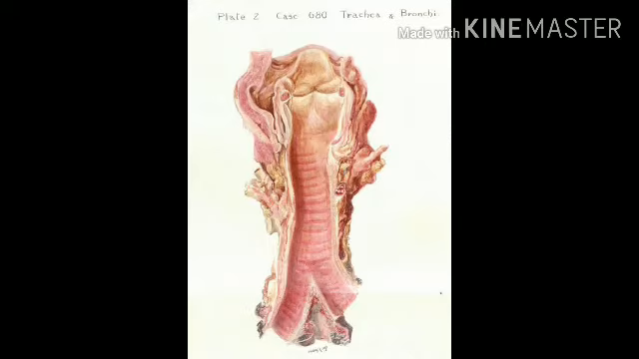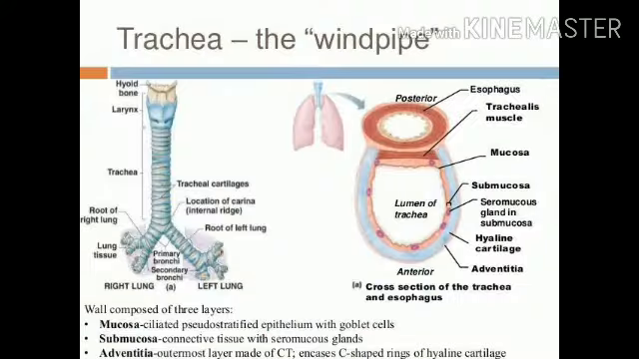It starts at the level of the 6th cervical vertebra and ends near the carina, where it divides into the left and right main bronchus. The most inferior cartilage separates the primary bronchi at their origin and forms an internal ridge. It is called the carina. It corresponds to the level of the 5th thoracic vertebra.